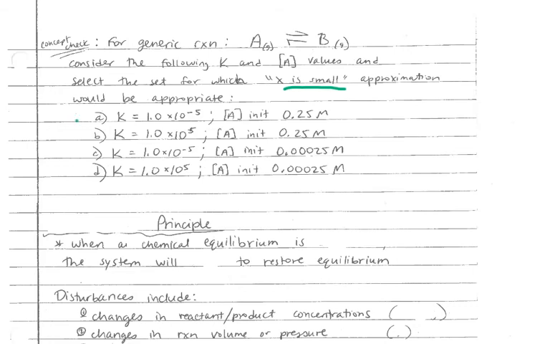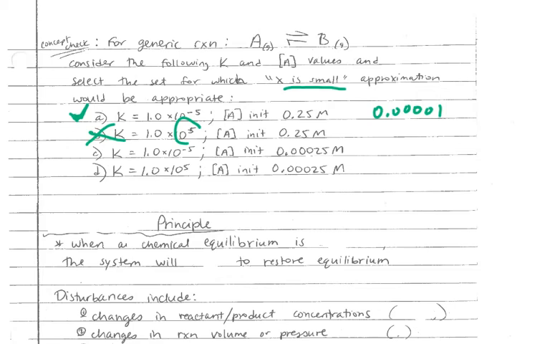All right, so K here, 1 times 10 to the negative 5th, is very, very small, 0.00001, okay, versus an initial concentration of 0.25 molar, okay? This is more than 1,000 times greater, so this is one where it would be kosher to use. In B, I think this is supposed to be a positive 5, 1 times 10 to the 5th, not negative 5th, and an initial concentration of 0.25 molar. So this one would not work because K is very large.